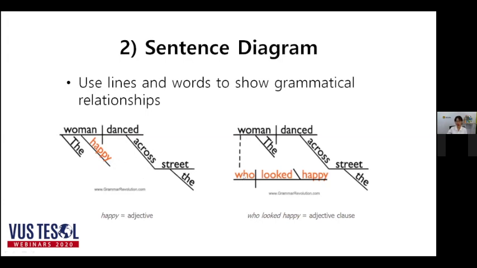And let's look at this one. The woman who looked happy danced across the street. Okay, so who looked happy? This is an adjective clause. So you can analyze the sentence, and then you can show the grammatical relationships between each word. Okay, so this is sentence diagram.